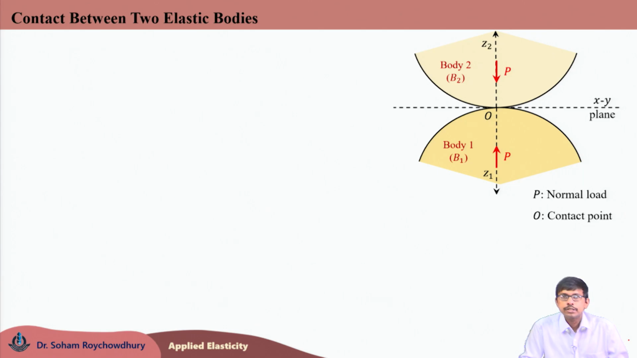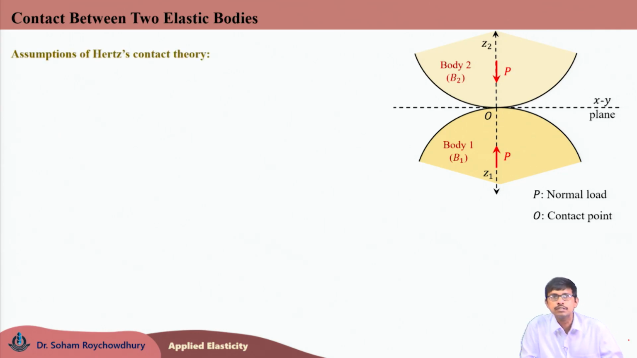So, Z1, Z2 are the normal directions for body 1 and body 2 respectively, and XY plane is called tangent plane between these two contacting bodies which is passing through point O. So, XY plane is the tangent plane and Z1, Z2 are normal axes on the XY plane which are normal along body 1 and body 2 respectively.